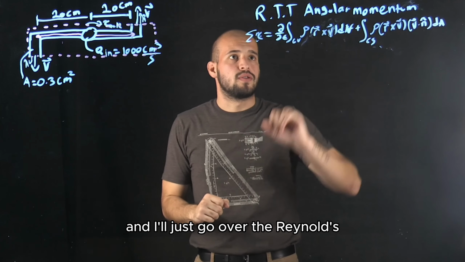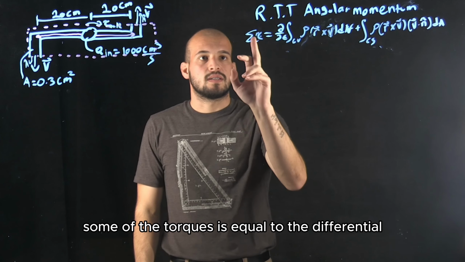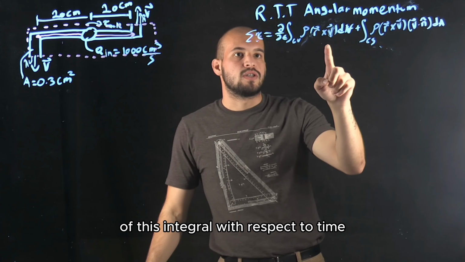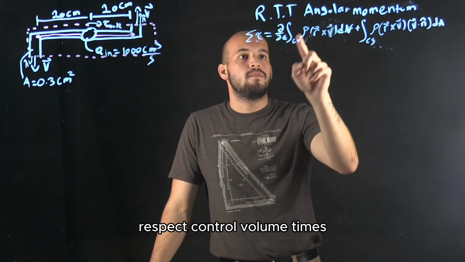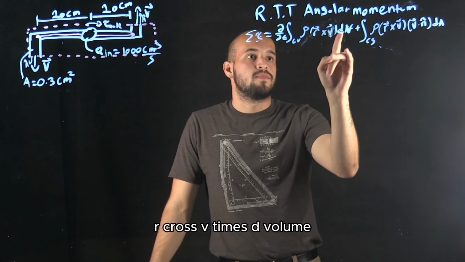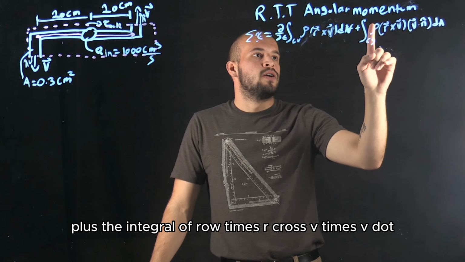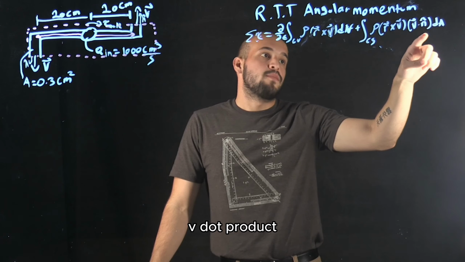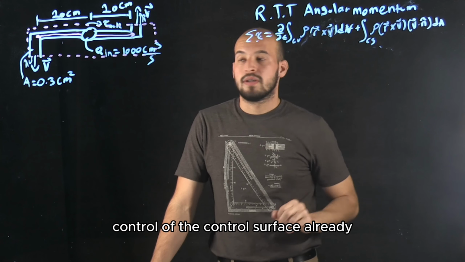I'll just go over the Reynolds transport theorem angular momentum equation really quick. It states that the sum of the torques is equal to the derivative with respect to time of the integral over the control volume of rho times r cross v d volume, plus the integral over the control surface of rho times r cross v times v dot n dA.